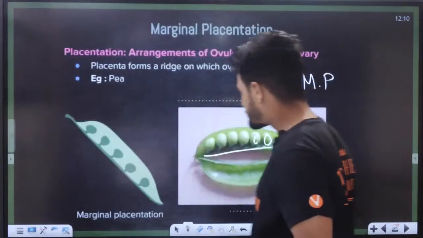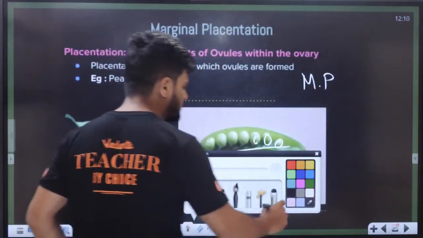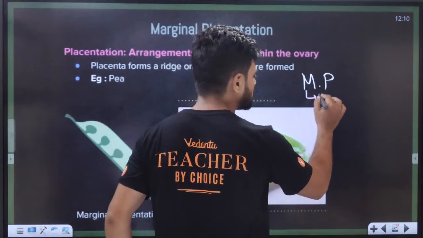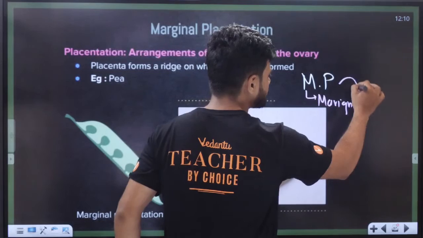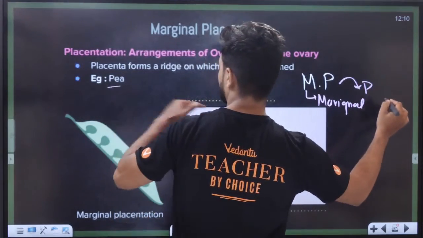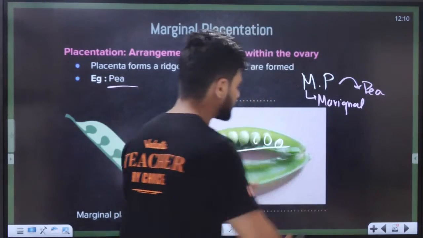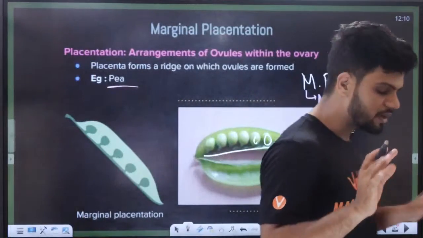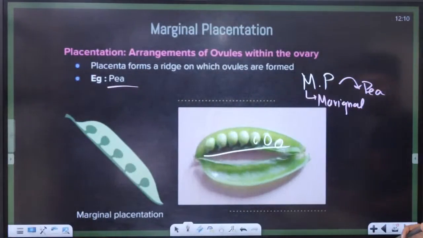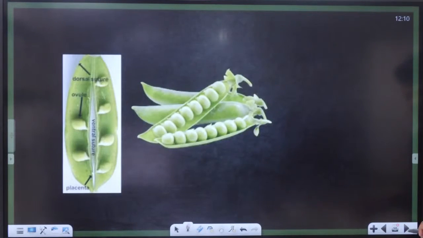And the example is called MP. What is MP, students? M stands for marginal, and P stands for pea plant. Right here, diagram. So MP is the answer. Answer is what? MP. Marginal, pea plant. Okay, done.